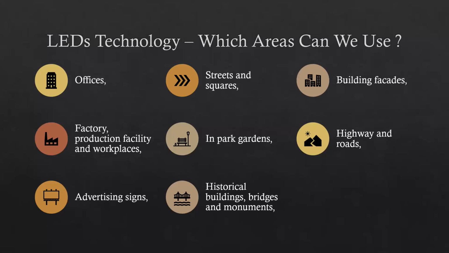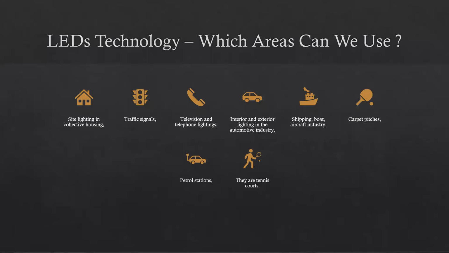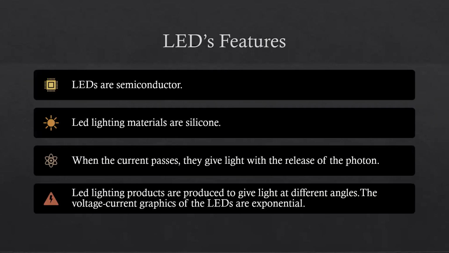Okay, let's talk about technology. Which areas can we use this in? Offices, streets and squares, building facades, factories, parks and gardens, highways and roads, historical buildings, bridges and monuments, advertising signs, site lighting, traffic signals, television and telephone lighting, internal and external lighting in the automotive industry, shipping boats, aircraft industry, carpet pitches, petrol stations, tennis courts.